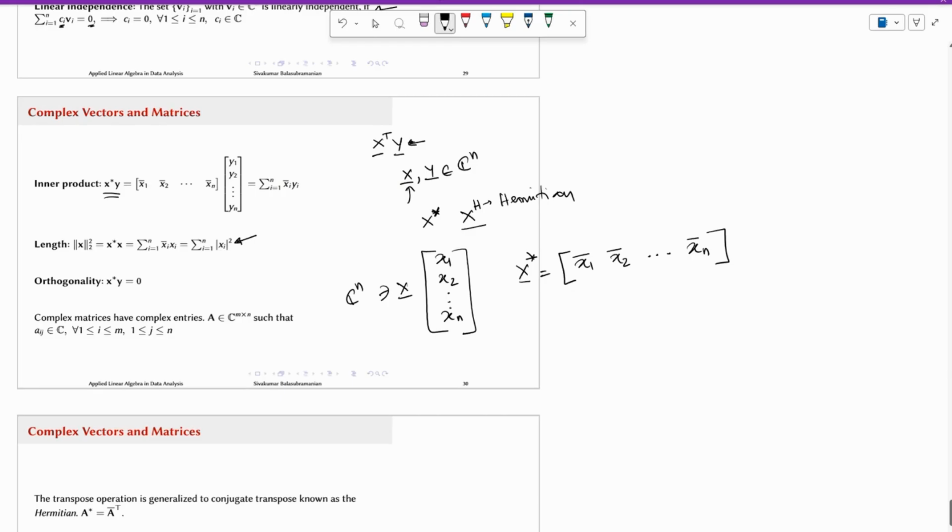The Euclidean norm remains the same. The square of the 2-norm of a vector x from Cn is essentially the standard inner product of x with itself, which gives you this. And you're now not just squaring your individual elements. Individual elements are complex numbers, so you take the absolute value, the magnitude of the complex number, and then square that. Orthogonality, the same thing. We say two vectors are orthogonal if their standard inner product in Cn is 0.